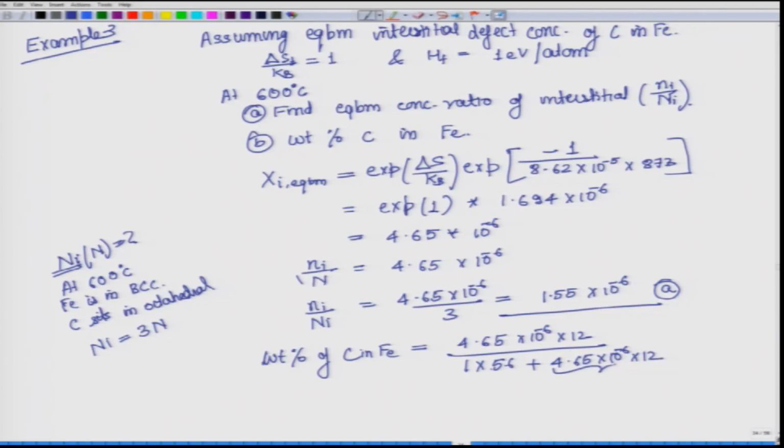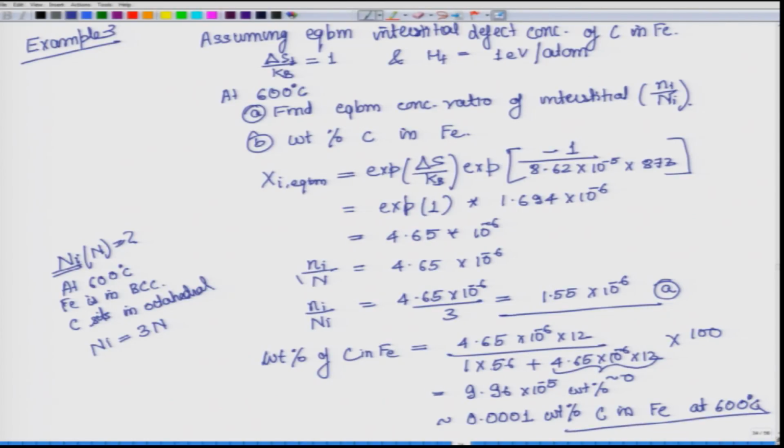Now, as you can see this is a very small quantity. So, with respect to this we can neglect this, and what we will calculate is this, and we need percentage. So, we will multiply it with 100, and what you get is 0.0001 weight percent carbon in Fe at 600 degrees Celsius.